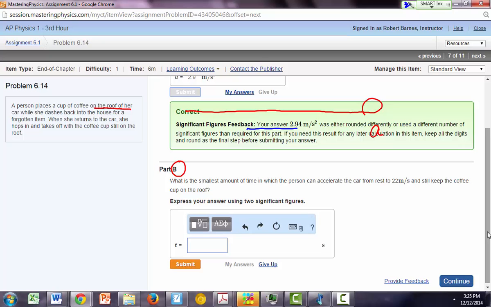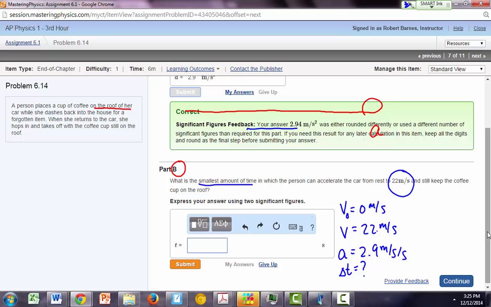What's the smallest amount of time in which a person can accelerate the car from rest to 22 meters per second and still keep the coffee cup on the roof? Not sure why they want to do this. Maybe they're doing a little experiment, but you're starting from rest. This is a kinematic problem if you didn't recognize it. You want to get to 22 meters per second. You know your acceleration now is 2.9 meters per second every second, and you're looking for a delta t. So the smallest amount of time would be at the maximum acceleration.